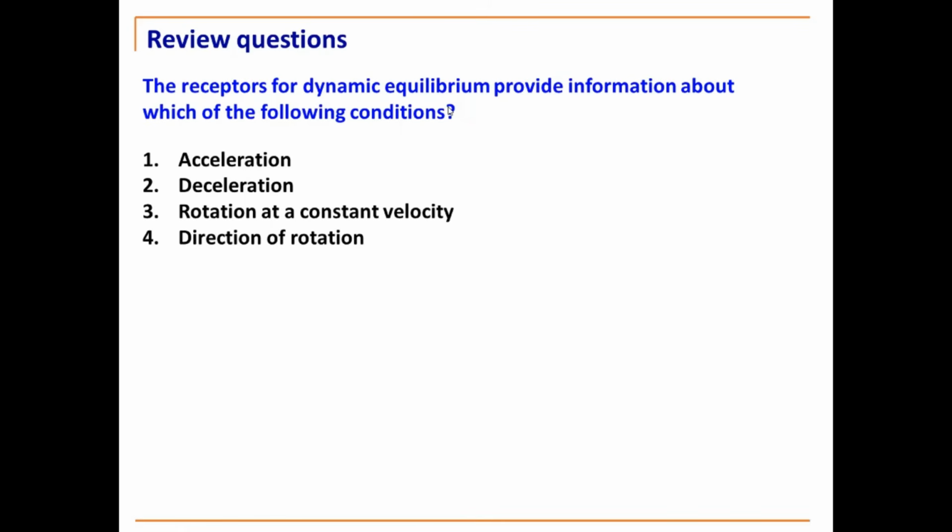Okay, so a couple of review questions for you. Press pause and have a little bit of a read, a little bit of a think. There's more than one correct answer, just so that you know. The receptors for dynamic equilibrium provide information about which of the following conditions? Acceleration? Correct. Deceleration? Correct. Rotation at a constant velocity? Not correct. Direction of rotation? Clearly that's also correct.